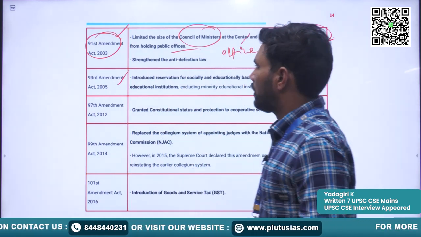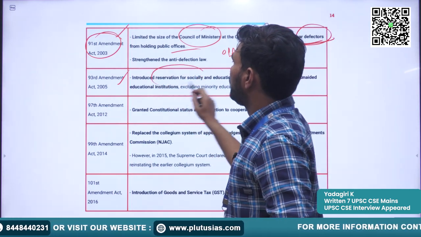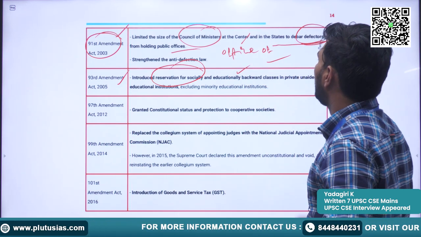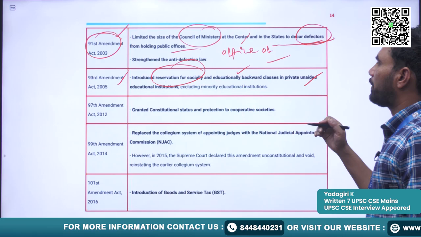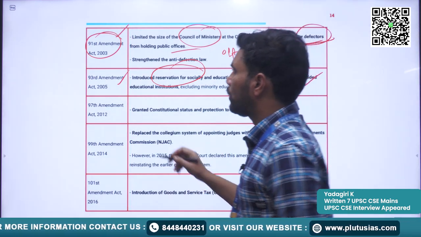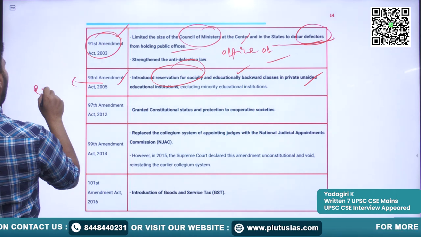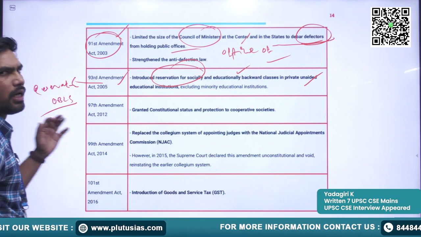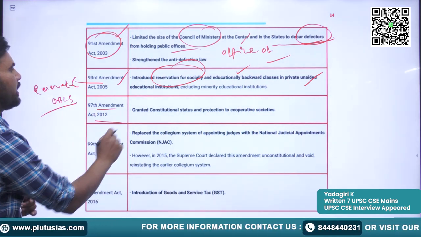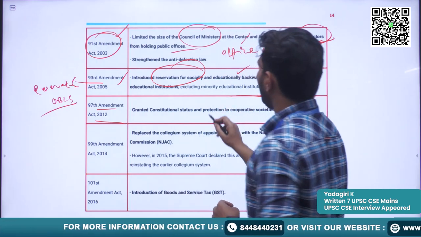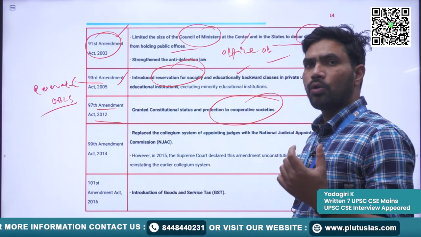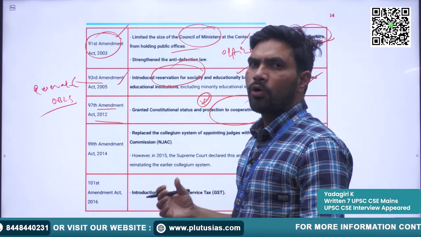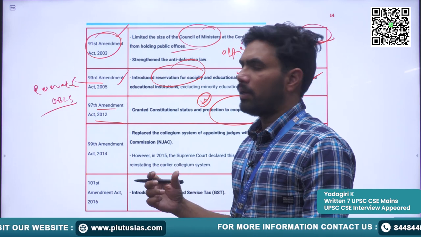Similarly, the 93rd Constitutional Amendment Act introduced reservations for socially and economically backward classes in private and aided educational institutions. So basically this is reservations for OBCs, other backward classes, right? The 92nd Amendment Act granted constitutional status to cooperative societies. So through this amendment, joining a cooperative society has been made a fundamental right.